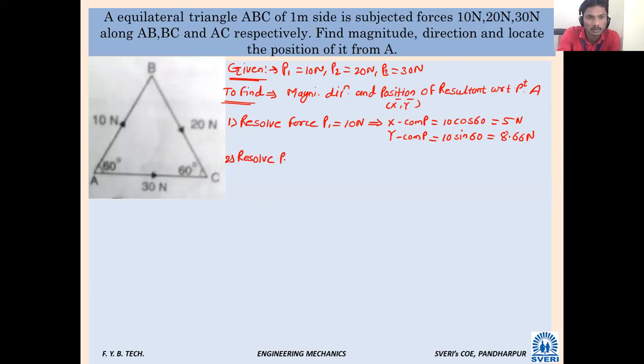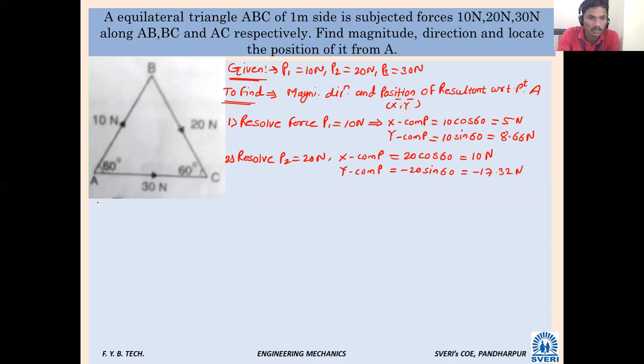Next, resolve P2 equal to 20 Newton. In which quadrant is this force coming? Fourth quadrant. X component is 20 cos 60, which is 10 Newton. Y component is minus 20 sin 60, equal to minus 17.32 Newton.